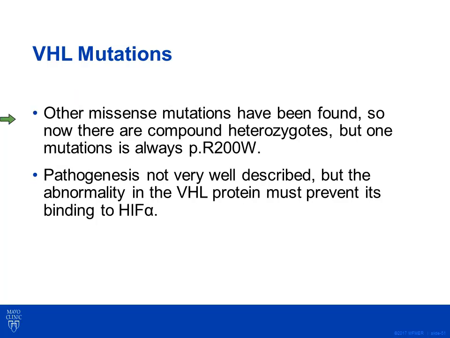Since that time, we have identified other missense mutations in the VHL gene. So we now have compound heterozygotes, but still one of the mutations is always the R200W. Now the pathogenesis of these is not very well described at this point, but it is clear that the abnormality in the VHL protein must somehow prevent its binding to the HIF alpha and then the destruction of the HIF alpha.